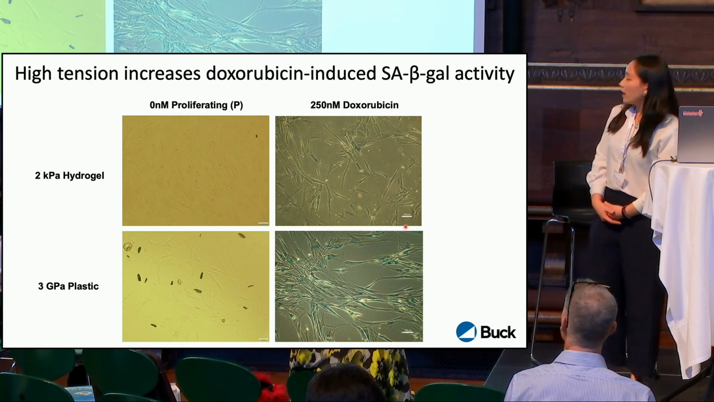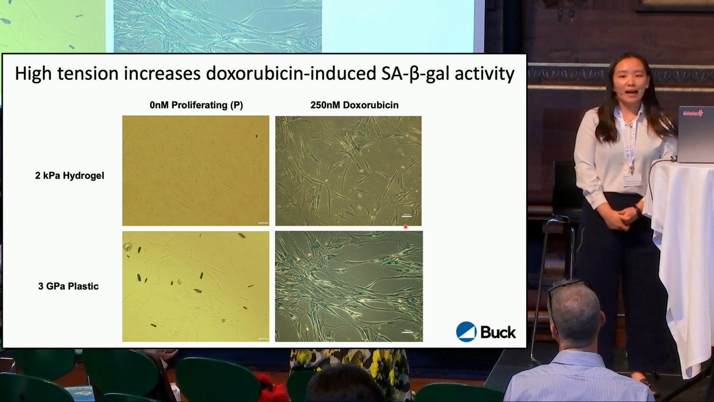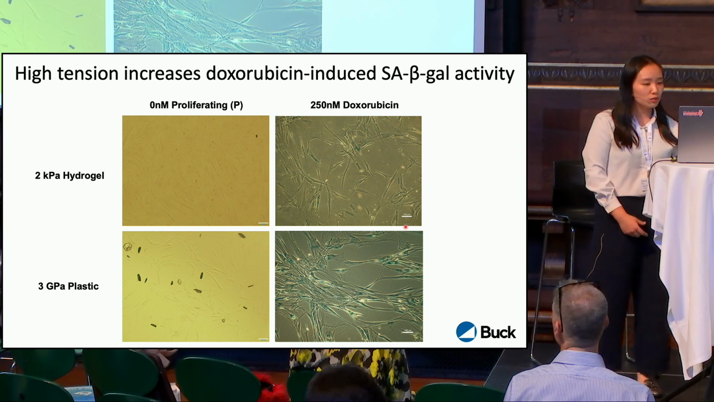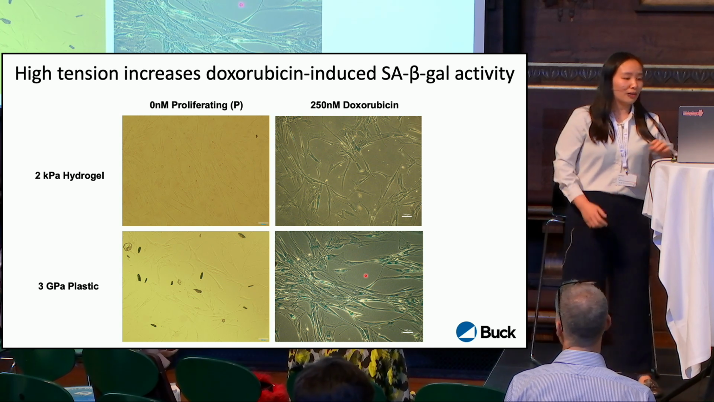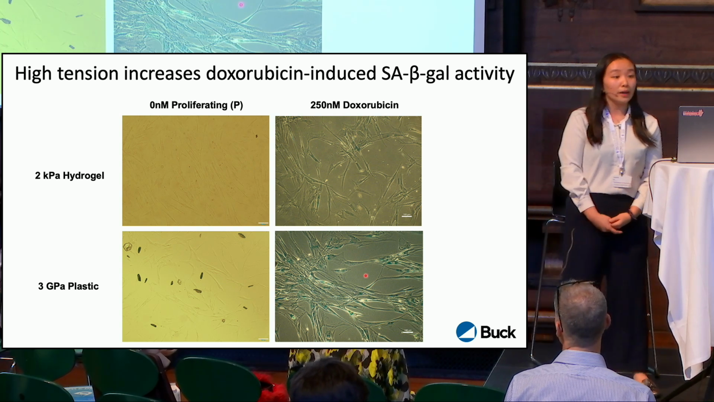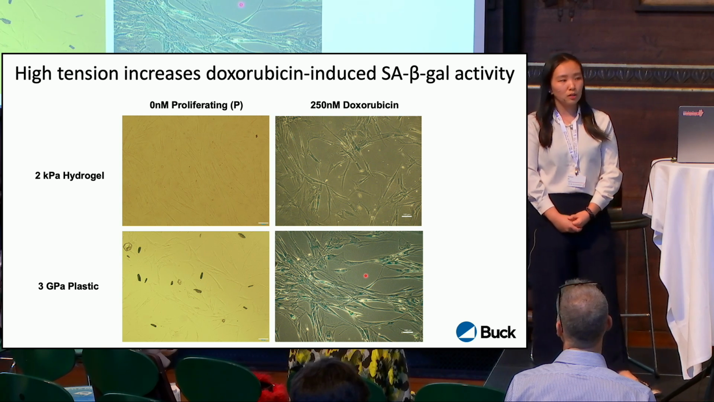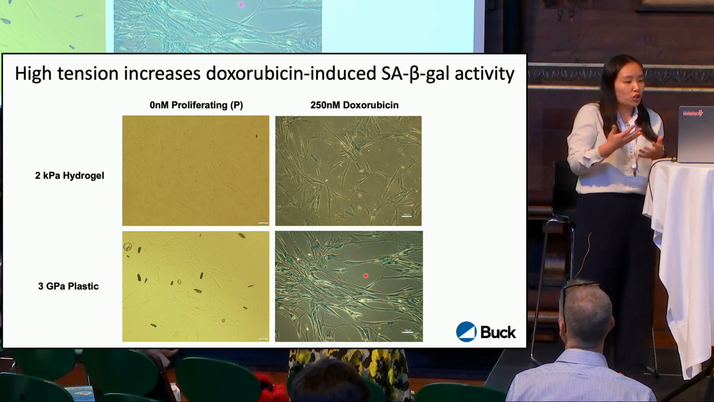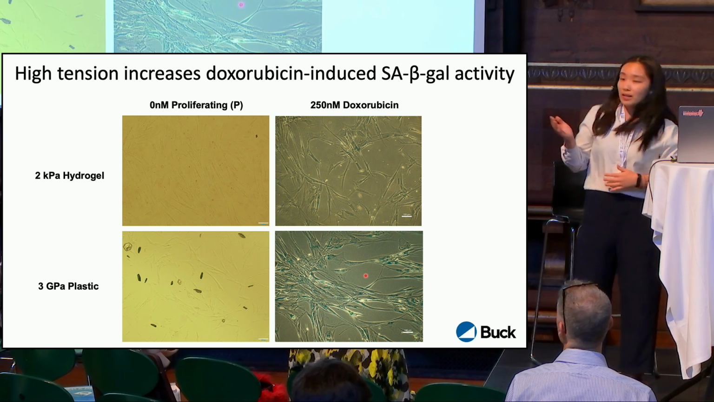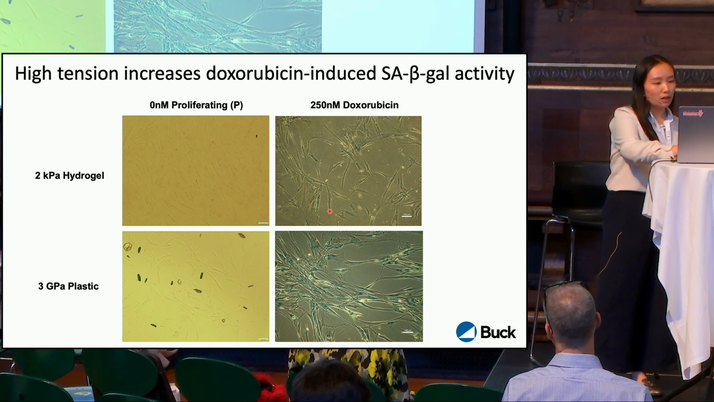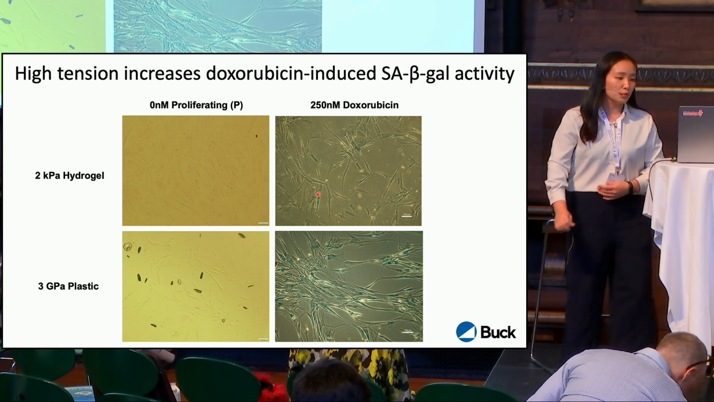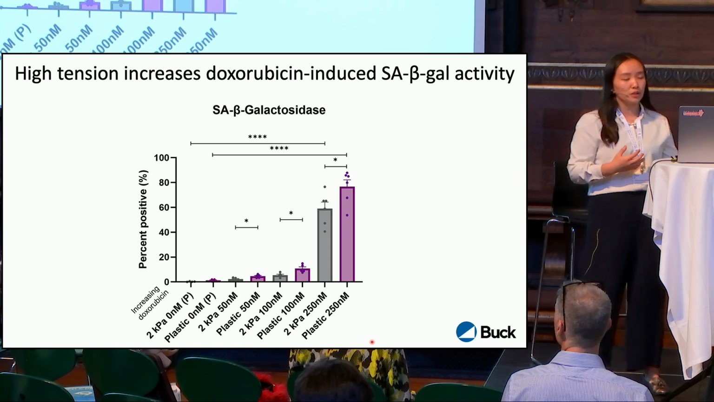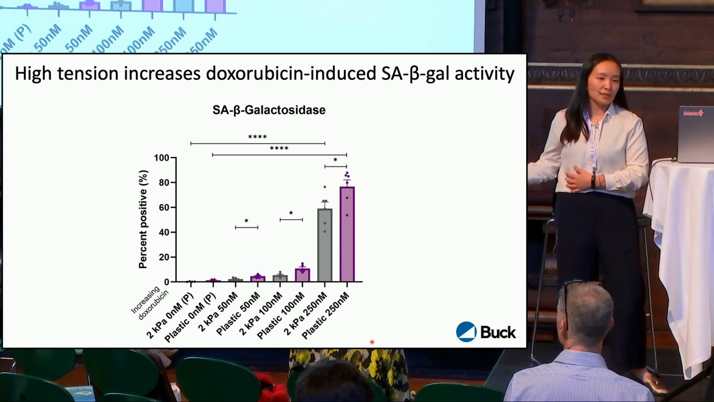The very first thing we found is that cells cultured on high stiffness plastic, compared to the soft 2 kilopascal condition, have a lot of SA-beta-gal. SA-beta-gal is a really commonly used senescence marker to identify senescent cells. These cells basically stain blue when they show this phenotype. Here I'm showing the image, and with 250 nanomolar doxorubicin, you have more senescent cells. We quantified this, and we also found this phenotype to reproduce in various doses of doxorubicin.